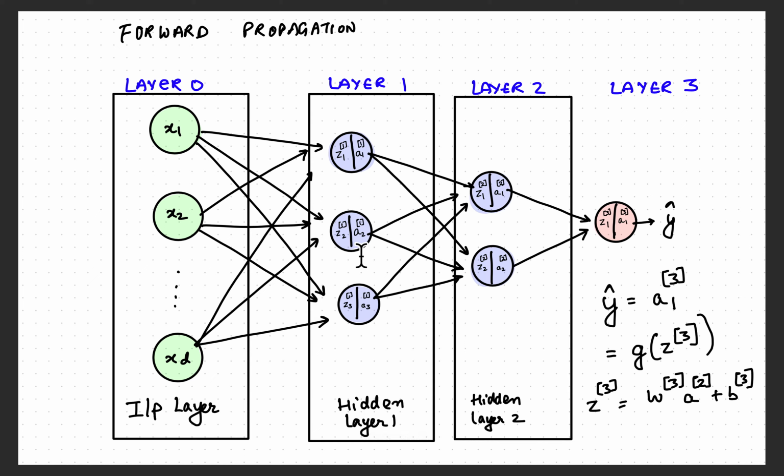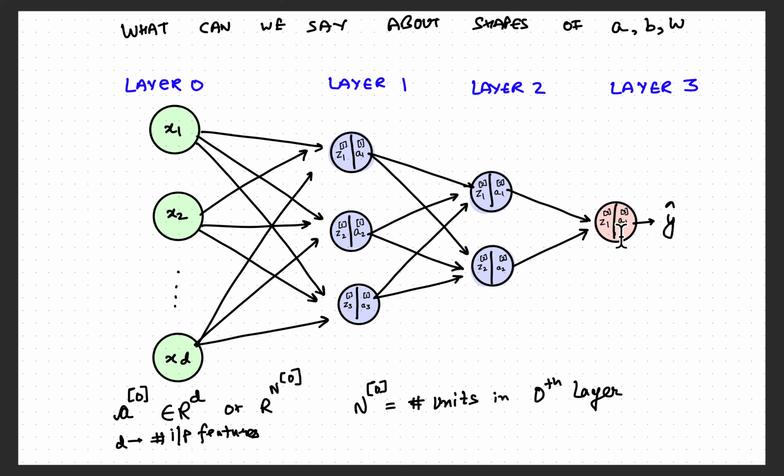And then finally we can do the computation for the output layer, which is y hat, can be computed as a square bracket 3 subscript 1, which is g of z square bracket 3 subscript 1, or just g of z of square bracket 3, where z of square bracket 3 can be written as capital W square bracket 3, which is the weight matrix for layer 3, multiplied by a square bracket 2, which is the activations from layer 2, which is a two-dimensional vector, plus the biases for layer 3, which in this case is just a scalar because we have a single element, right?